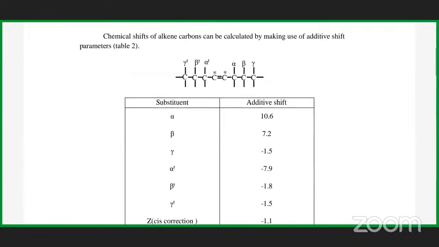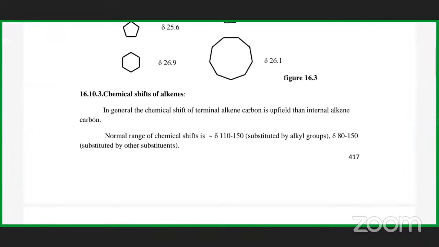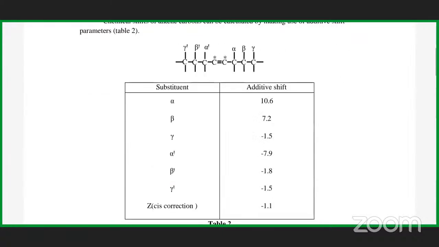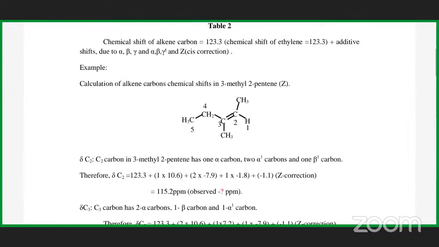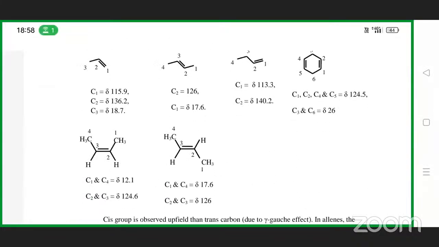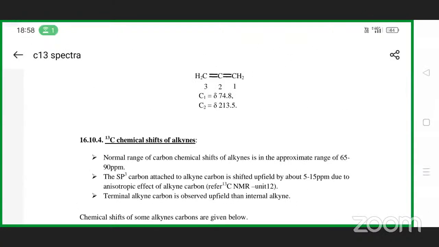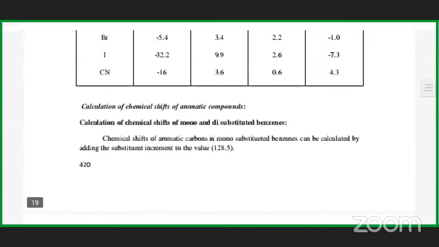For alkenes, the base value taken is 123.3, right? The base value taken for alkenes is 123.3. Then you have to add the respective additional values. Here are some examples where you can go with this, and for alkynes also these examples are given.